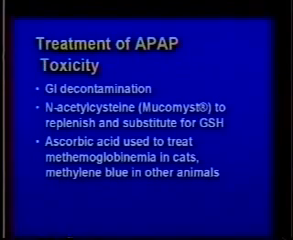Especially in cats, you're going to have extensive methemoglobinemia, and it's important to treat this methemoglobinemia so that the blood can begin to carry oxygen. In cats, you're going to want to administer ascorbic acid to reduce methemoglobin. In other animals, you'd want to use methylene blue to reverse the methemoglobinemia.